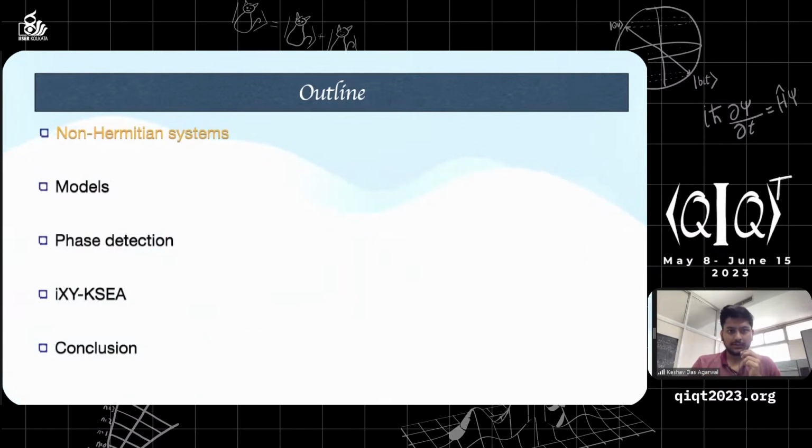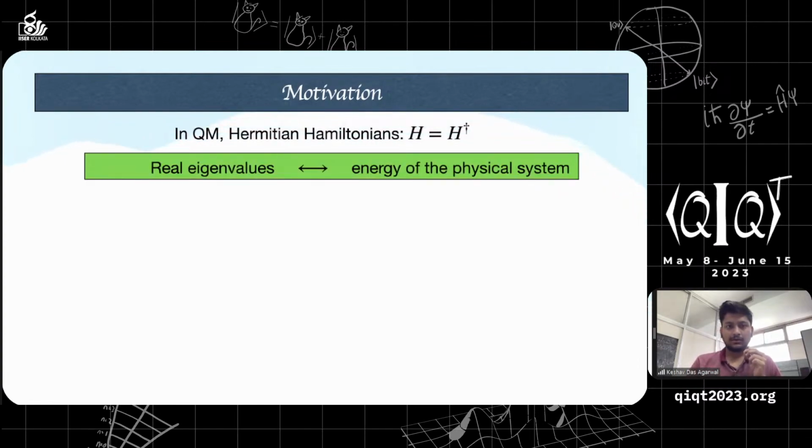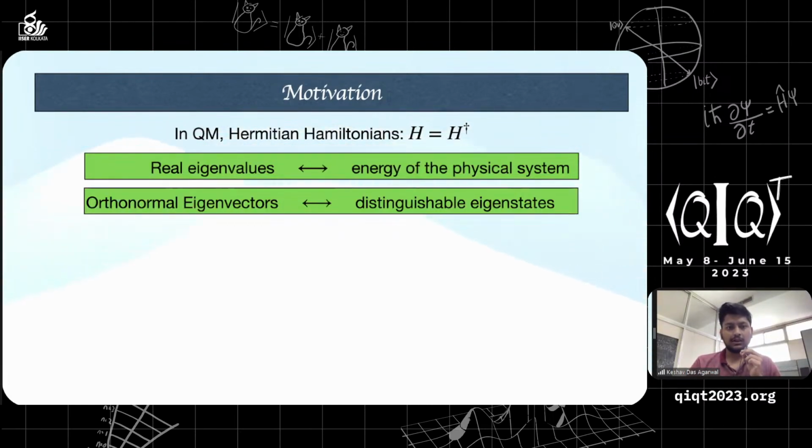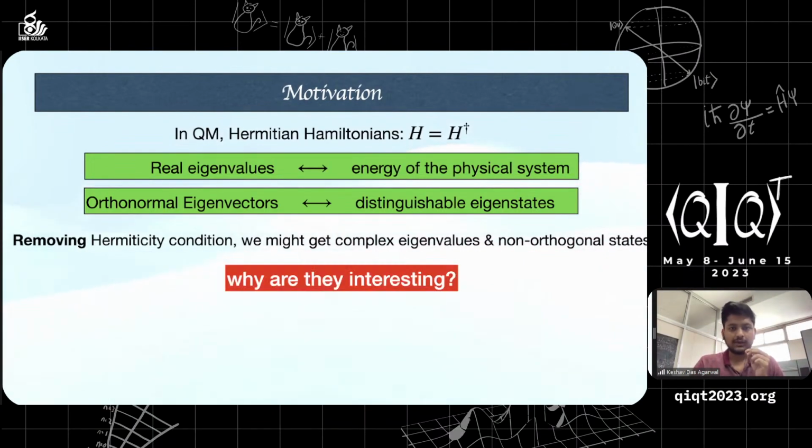So I'll first start with the non-Hermitian systems. In quantum mechanics, all the Hamiltonians we consider are Hermitian Hamiltonians, which helps us correspond each eigenvalue to the energy of the physical system, and each orthonormal eigenvector to a distinguishable eigenstate. If the axiomatic definition of Hamiltonians being Hermitian is removed, two problems will arise, and I'll introduce how these problems are tackled in non-Hermitian mechanics. But first, let's see why they are interesting.